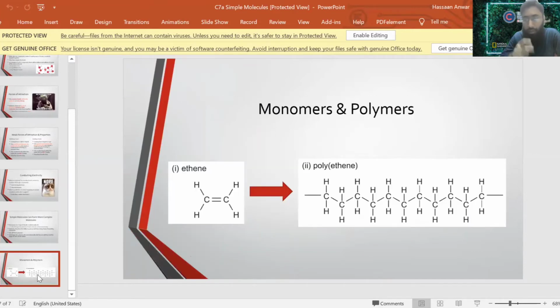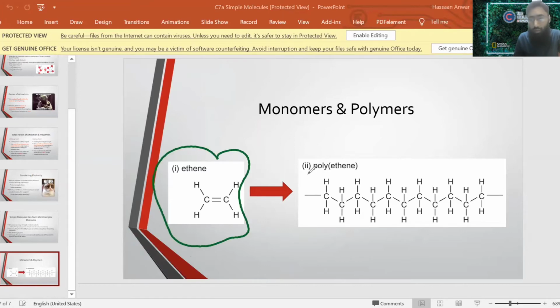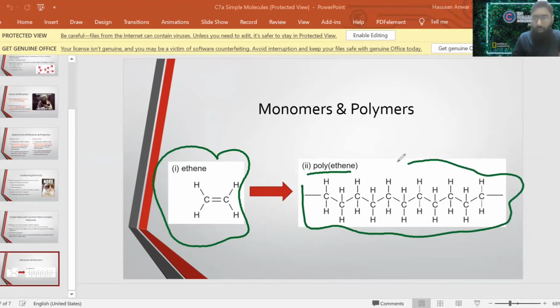Yes, ethene. You see, there is ethene, and this ethene is converted into polyethene. They draw it like this, but no matter, you can draw it straight as well. No problem. This is polyethene.